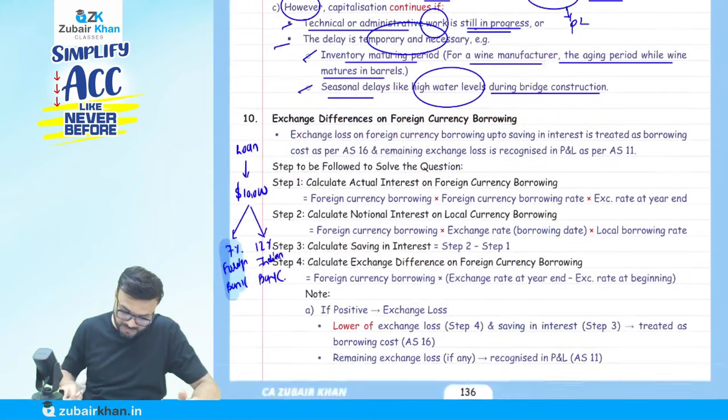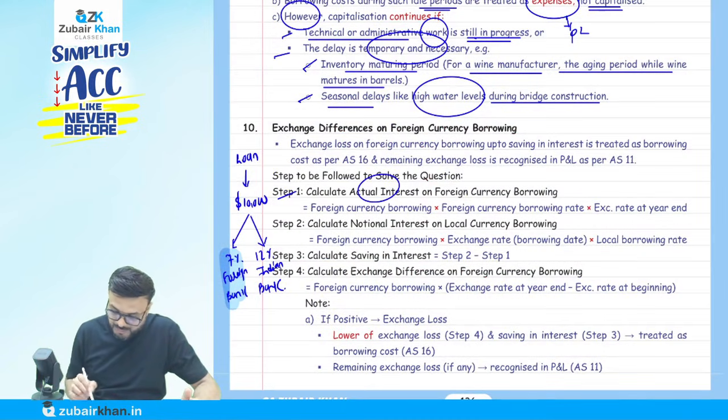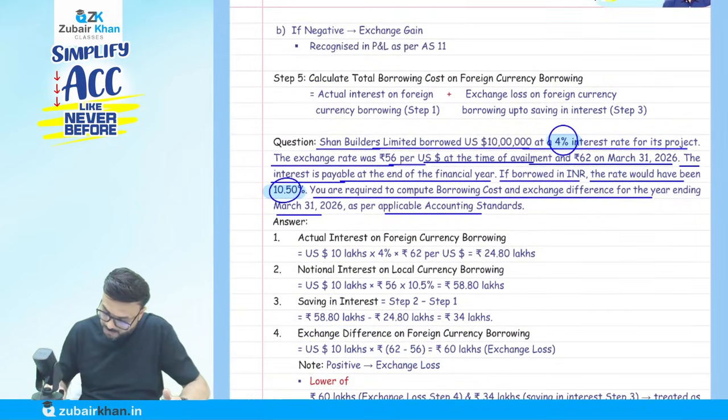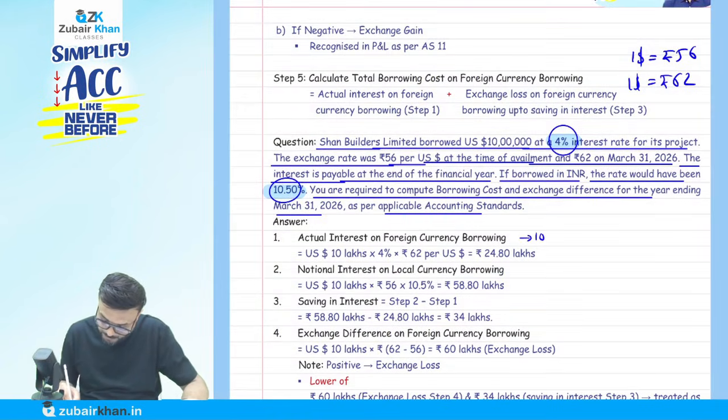So the first step they say, let me read it here and then I will explain it: calculate the actual interest we are paying. Now understand the point. Step number 1: how much loan have we taken? We have taken a loan of 10 lakh dollars. Let me write it down here, 10 lakh dollars.